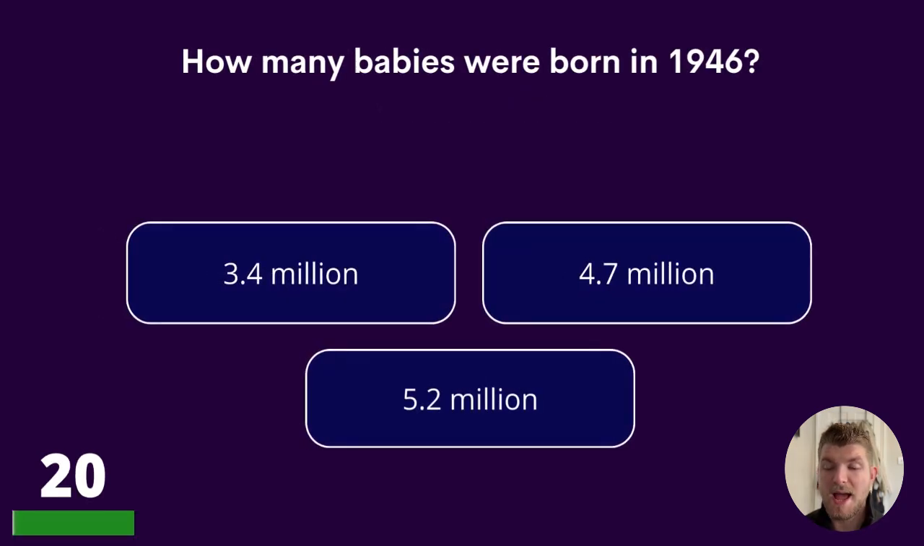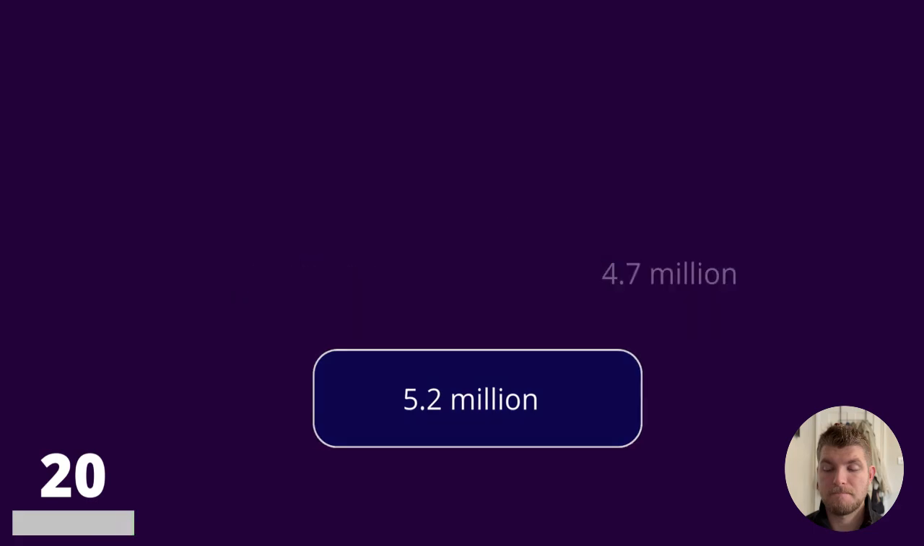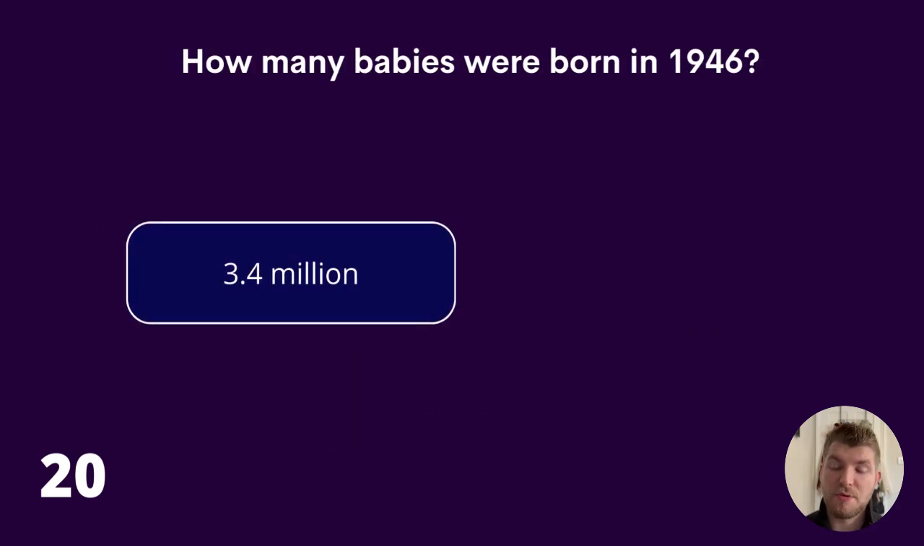Question 20. How many babies were born in 1946? 3.4 million, 4.7 million, or 5.2 million? The answer is 3.4 million.